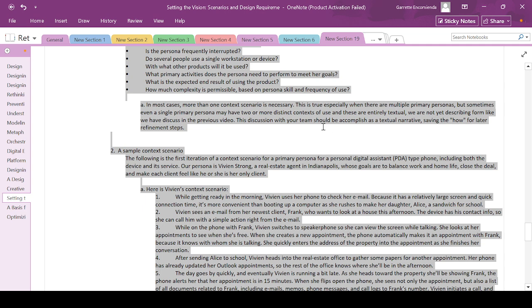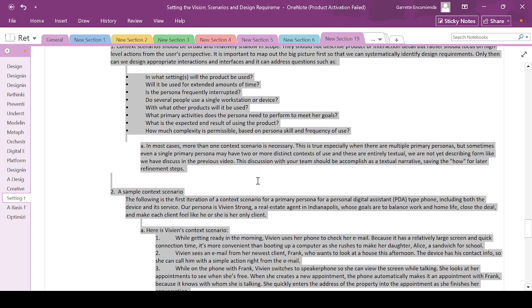This is true especially when there are multiple primary personas, but sometimes even a single primary persona may have two or more distinct contexts of use, and these are entirely textual. We're not yet describing things like the wireframes we discussed in the previous video. This will be the basis for that. This discussion with your team should be accomplished as a textual narrative, saving the how for later refinement steps.